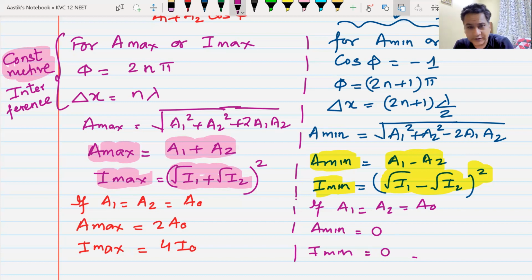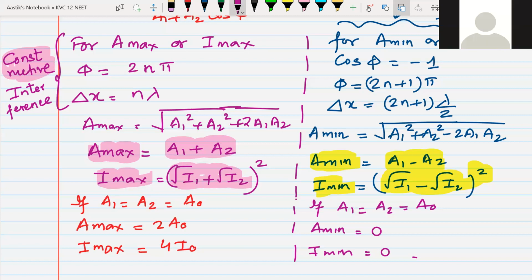So to have good interference, we must have both the amplitudes exactly the same. If both the amplitudes are exactly the same, minimum intensity becomes 0, very dark, and maximum intensity becomes very bright. That is what we say, very good interference. For very good interference to happen, the amplitudes must be almost equal. Do we understand this? Yes, sir.